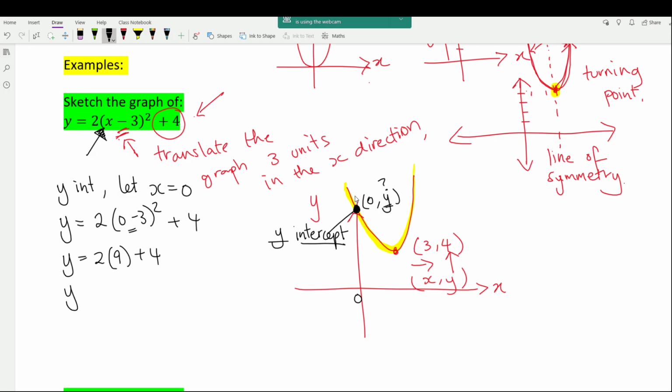So the y-intercept is equal to 2 times 9, which is 18, plus 4, which makes 22. So the y-intercept is at 22. Okay, so I'm going to rub that off. So that becomes 22.